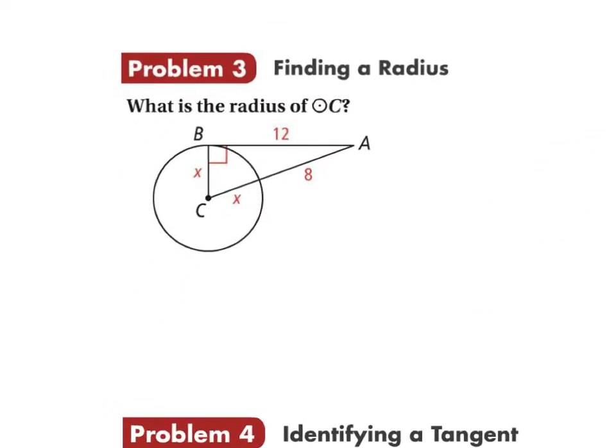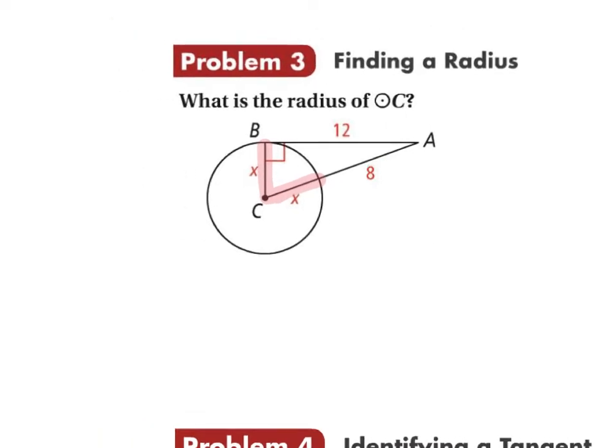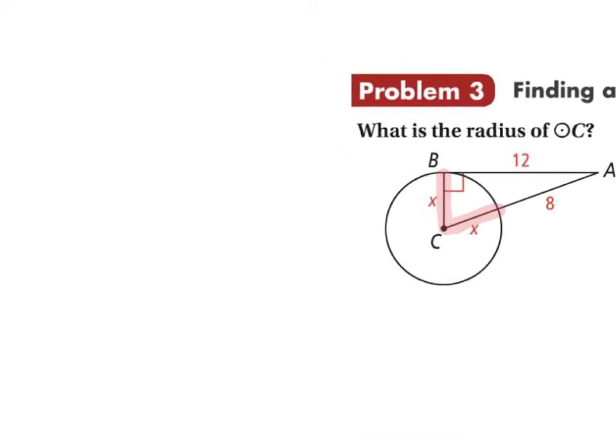Okay, now this next problem looks a little crazy, and that's because it is. But just stick with me, you can do it. So we are trying to find the radius of this circle. The radius there or there, they're both the same. So we have a right triangle. What are we going to have to use to find the missing side of a right triangle? You're going to have to use my favorite, the Pythagorean theorem. A squared plus b squared equals c squared.